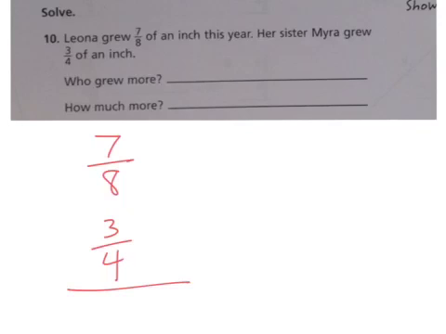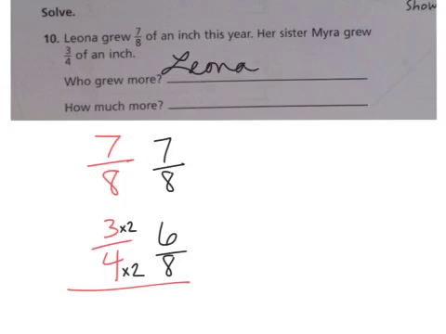So if I think of my count bys of 8, I have 8 times 1 is 8. I know that 4 goes into 8, so I have found my common denominator. I multiply this by 2, and I multiply this by 2, which gets me to 6. So already we see that 7/8 is bigger than 6/8. So we know that Leona grew more.